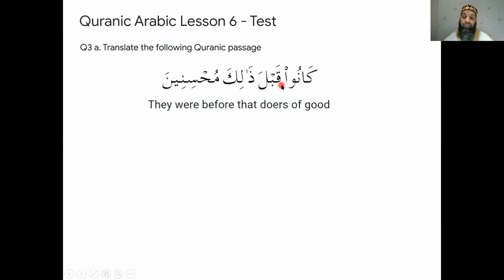Qabla means qabl. I think we've done this in the vocabulary. Qabla means before. Dhalika is that. So qabla dhalika, they come together. You can put them together in your mind. Qabla dhalika means before that. Ba'da dhalika, after that. So qabla dhalika, they all were, before that.